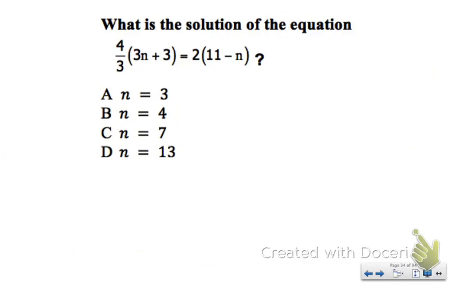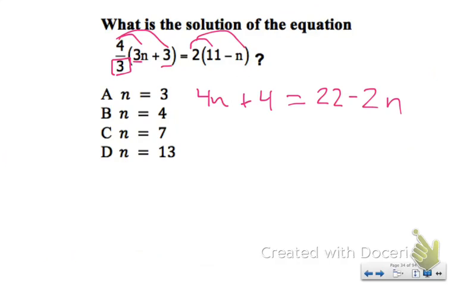Here we're just solving the equation. Remember, if there's a fraction and the denominator will go nicely into these numbers, go ahead and distribute. So we're going to distribute that. So you get 4n plus 4 equals 22 minus 2n. And if you can't remember how to multiply that in your head, you can always type it in your calculator. Just make sure that you put the fraction in parentheses.